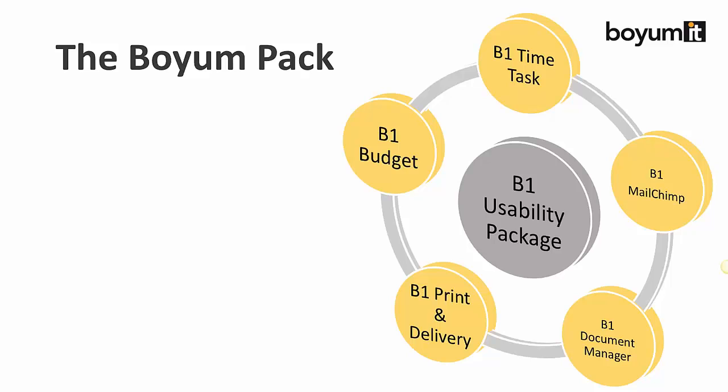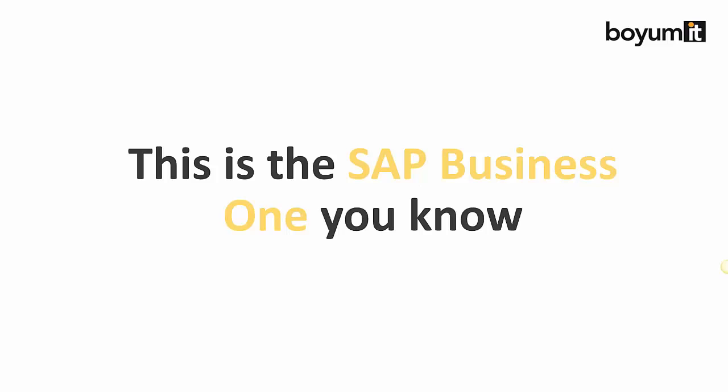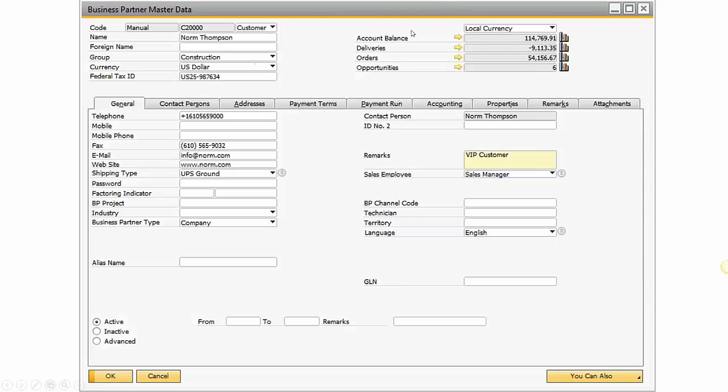So I want to start with the SAP Business One that you know. Some of you have been here long enough and know SAP Business One, some of you might be new, but in general, all windows look the same. That's the business partner master data, the way it was developed, and if we add the B1 usability package on top of it, then this window is going to look slightly different.